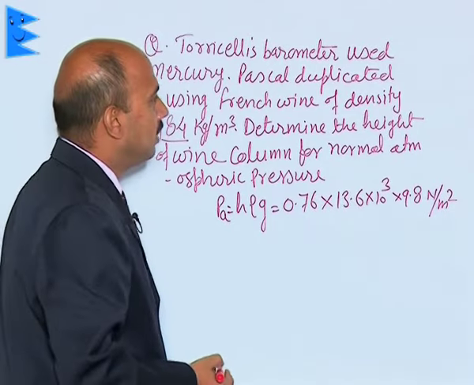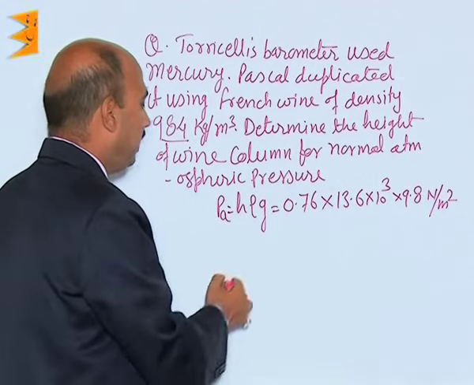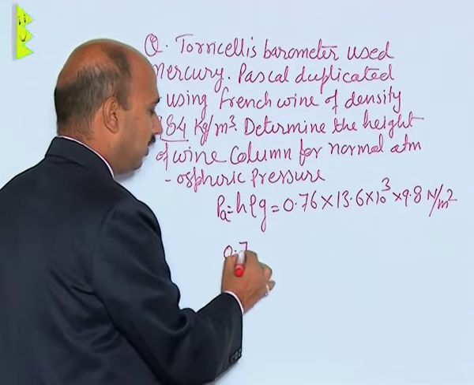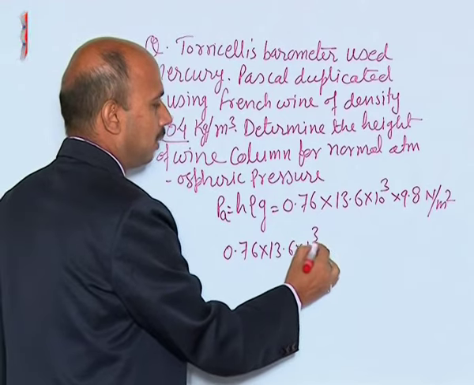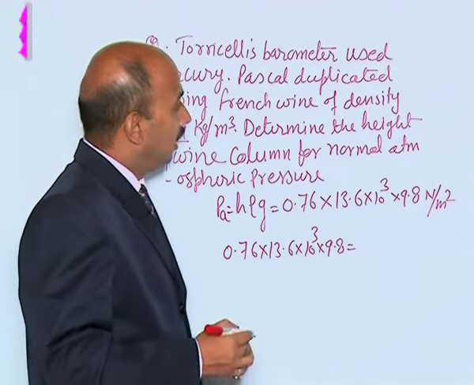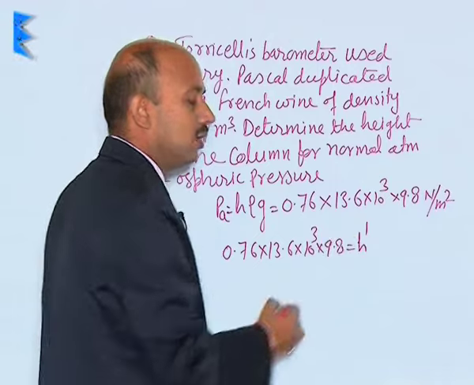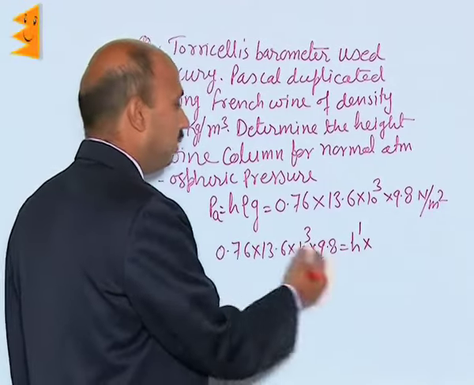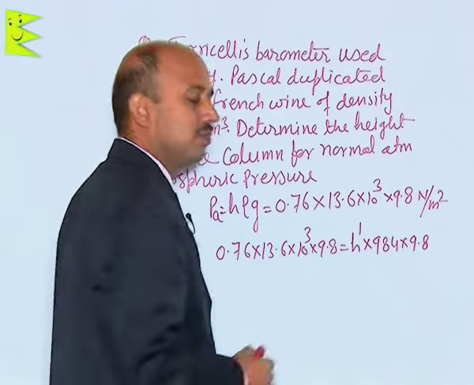Now you have to equate it with the wine column. So due to wine we can equate: 0.76 into 13.6 into 10 raised to power 3 into 9.8 is equal to, suppose h dash is the height of the wine column, into the density of the wine, that is given as 984, and 9.8 is the g.